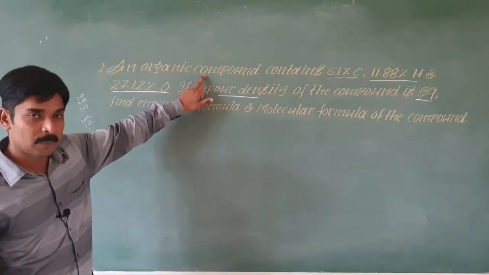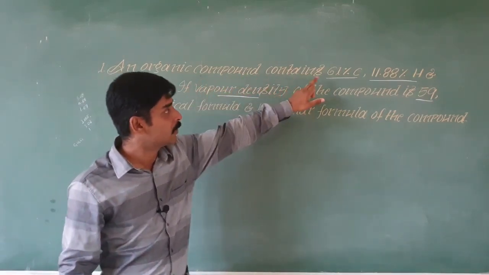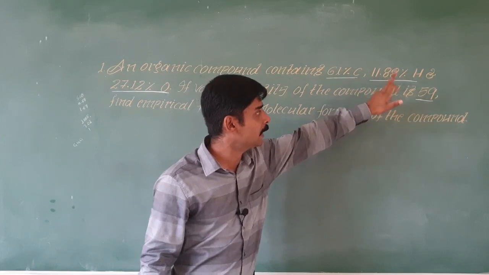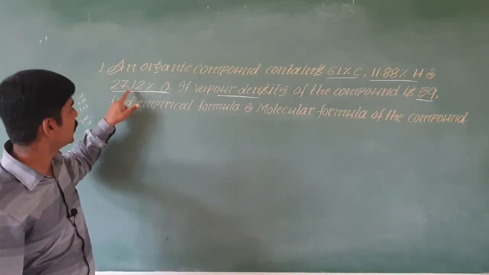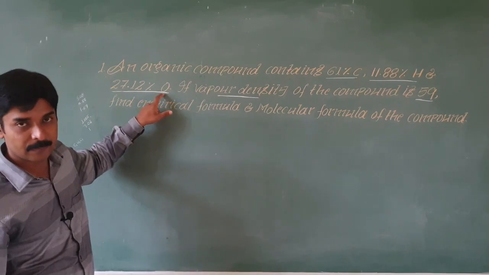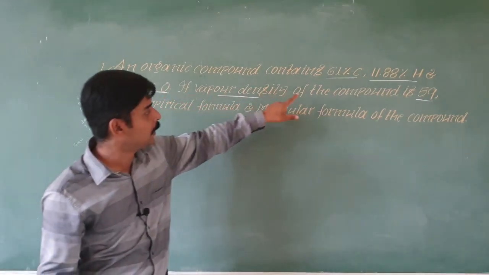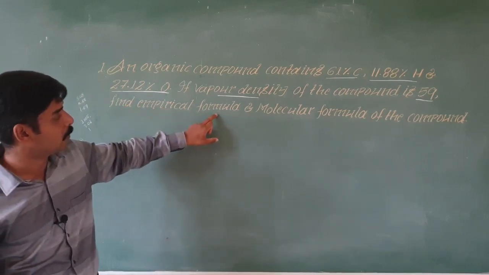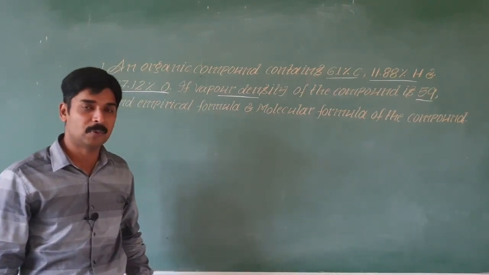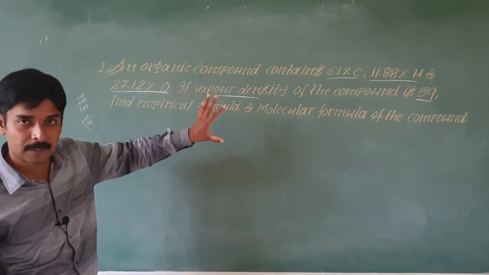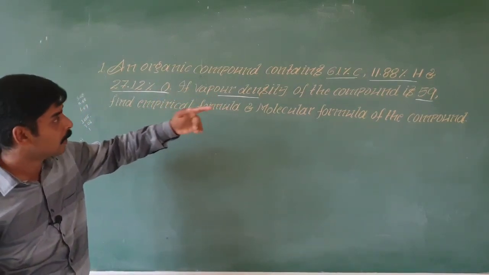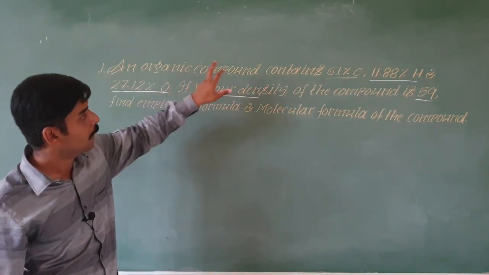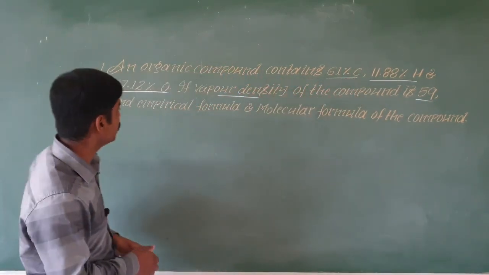An organic compound contains 61% carbon, 11.88% hydrogen and 27.12% oxygen. If the vapor density of the compound is 59, find the empirical formula and molecular formula of the compound. First, you must read the question clearly and see which are the different elements present in the given compound. In this compound, it contains carbon, hydrogen and oxygen.